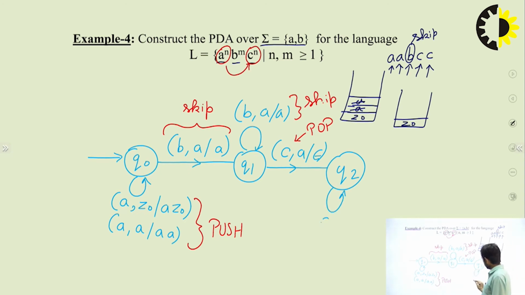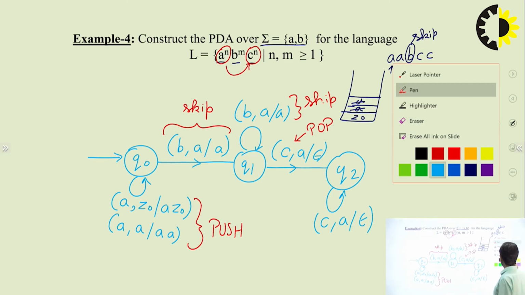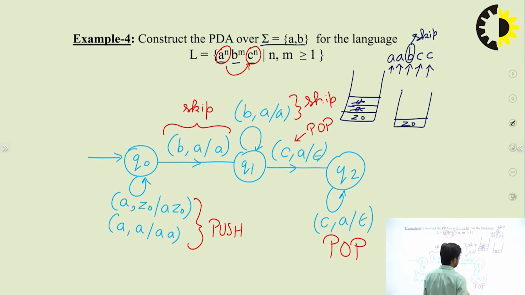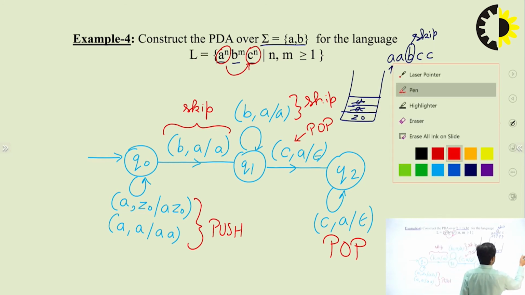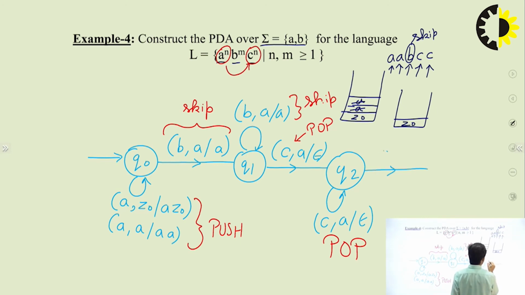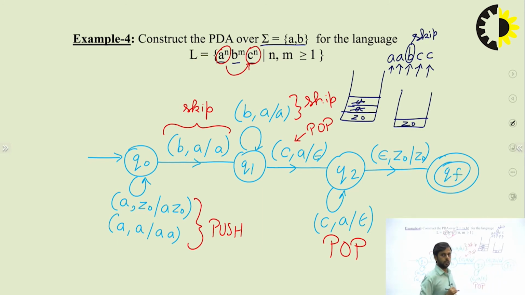Now when there is C, top of the stack is A, we keep on popping A. Now all C's and A's are over. It means the string is over. Now when input is epsilon, top of the stack is Z node, we keep it at Z node, and we will reach the final state. So this PDA is language acceptance by final state.